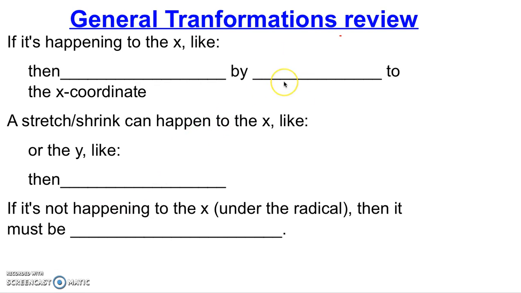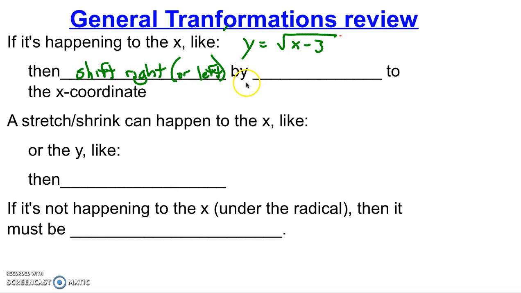So let's just generally review transformations. If something is happening to the x, for instance, y equals the square root of x minus 3, this is under the radical. It's happening to the x. And so that, in this case, is going to be a shift left or right. In this case, right 3, because it's the opposite. Left if it was a plus something. And so what you're doing is adding or subtracting to the x coordinate.